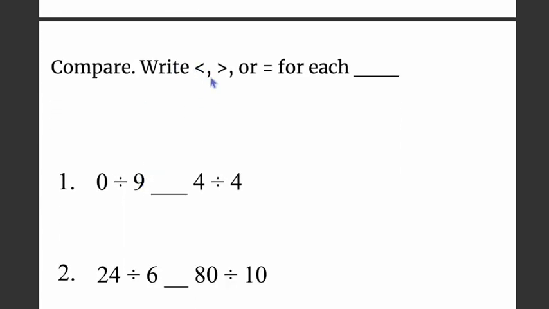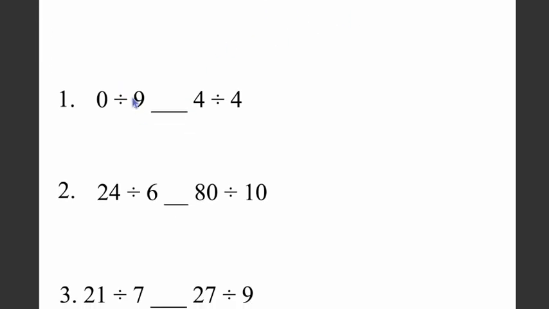Compare. Write less than, greater than, or equal to for each blank. Number 1, 0 divided by 9. Well, we know that's just 0, because if 0 is divided by any number, it's always equal to 0. Now we have 4 divided by 4. We know that's 1, because any number divided by itself is just 1. So the full statement is going to be 0 is less than 1.